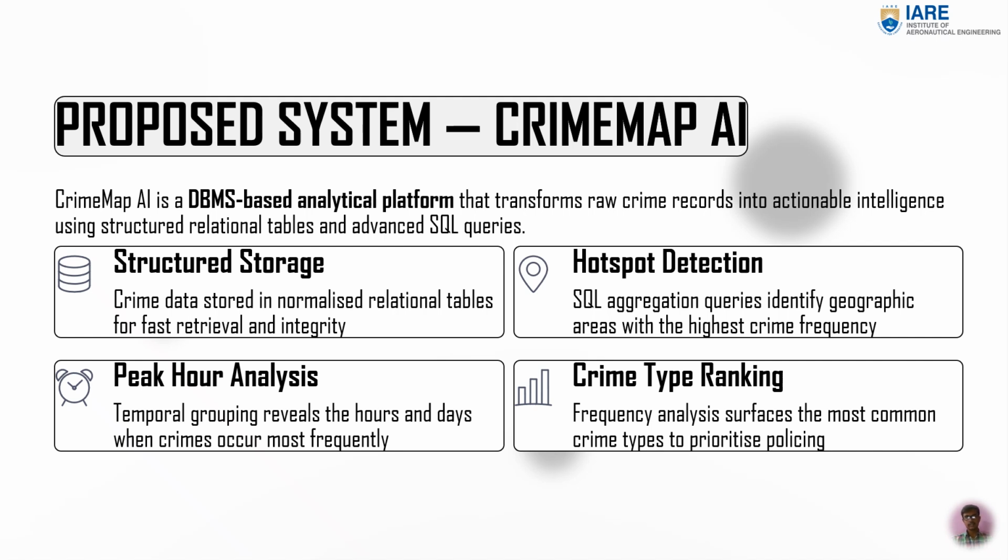That is the structure of the storage. Then hotspot detection: SQL aggregation queries identify geographic areas with the highest crime frequency. Peak hour analysis: temporal grouping reveals the hours and the days when crimes occur most frequently. Crime type ranking: frequency analysis surfaces the most common crime types to prioritize policing. Hence, this is the proposed system, the Crimemap AI.